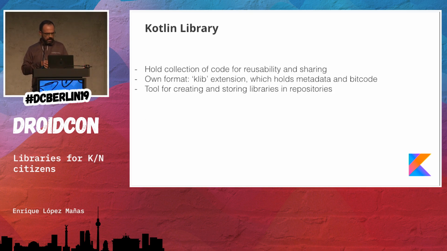Now, JetBrains was so nice to offer us something also called Kotlin library, and it's a way of packing and holding a collection of code and metadata that we can share among our applications. This will have an extension called KLIB. It holds all the metadata and the bitcode already compiled, so similar to a jar file, nothing new. And we have some tools for creating and storing libraries in repositories. Ideally, at some point, we might want to have something like a Maven repository where we upload our Kotlin library and it's reused in our organization or wherever we want.